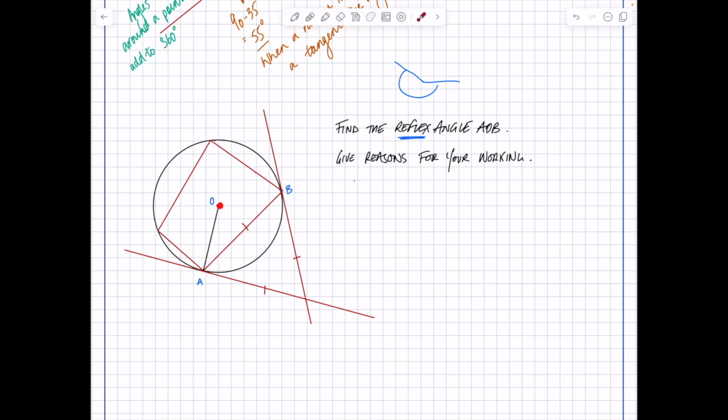So AOB, which means we're going to have to add an extra line on anyway. So let's add that extra line on. And where it's asking me for the reflex angle, I'm actually being asked to find this bit here. Okay, so I've identified what it is I'm trying to find first of all. The reflex angle AOB is that bigger part there. If it asked you for the obtuse angle AOB, it would be the inside part there.